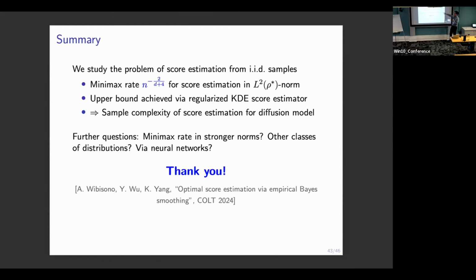Also for other classes of distributions, not subgaussian, but what if it's log Sobolev or other classes? I should mention that there have also been a few related concurrent works that study similar questions, but they assume different conditions, like the distribution is in a Sobolev class or Besov class and so on. So there can be a lot of different variations here. But more interestingly, what can we say about real score estimation with neural networks?